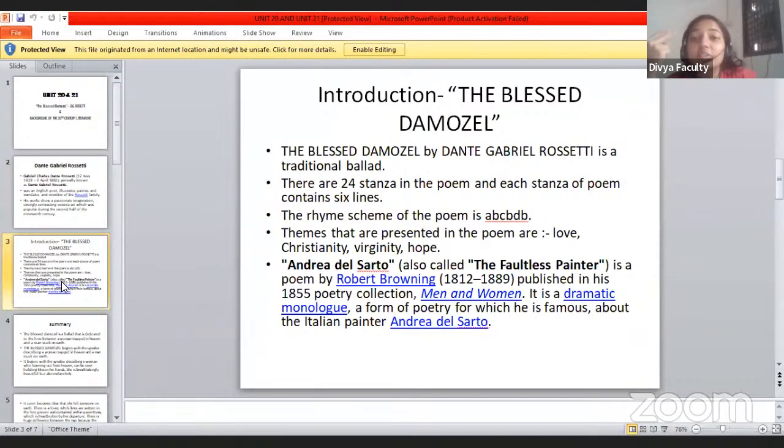If the stanza consists of 2 lines, what is this called? Quatrain means 4 lines. Two lines, there are no such stanzas. Okay, don't worry about that. The rhyme scheme used in this specific poem is ABC, BDB. Themes presented in the poem are love, Christianity, virginity, and hope. Basically, this poem is all about a woman. She died. I'll explain this story. Don't worry.